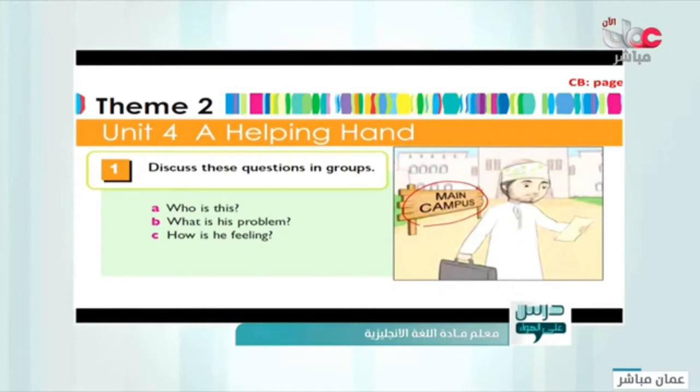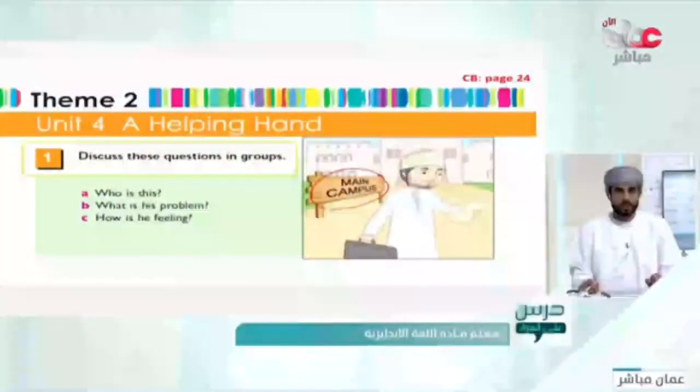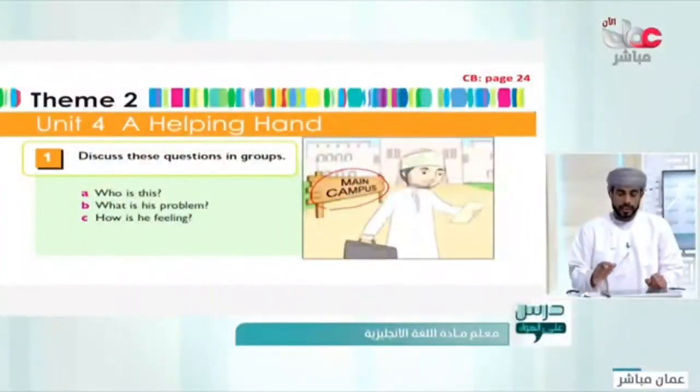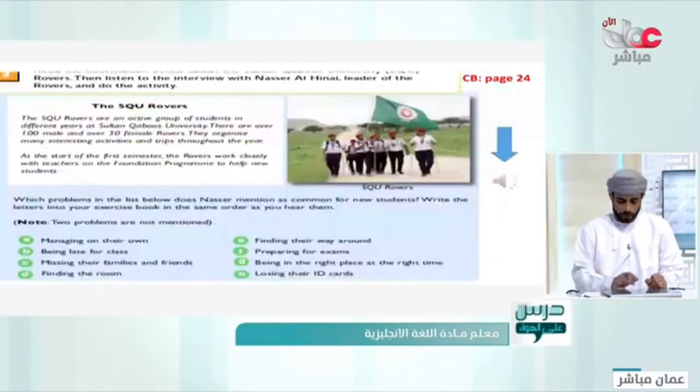The second question said, what is his problem? He is facing a problem. You can see that from his face. He looks like he's confused, he's stressed, and maybe he is a little bit lost. He's looking for a place, for example. So how is he feeling? As I said, he is lost. That's why he feels confused and stressed. Good. So what should we do in such a situation? We are going to learn certain things that would help those students or fresh students in universities.